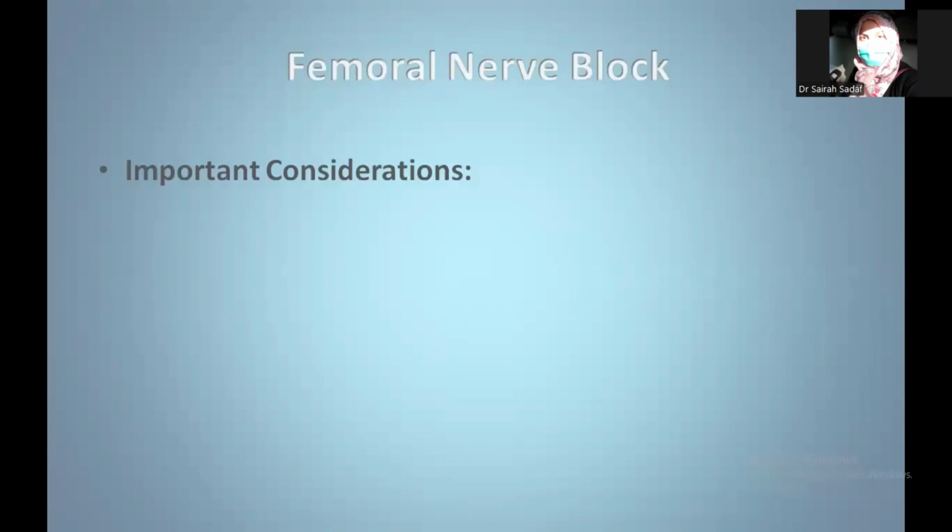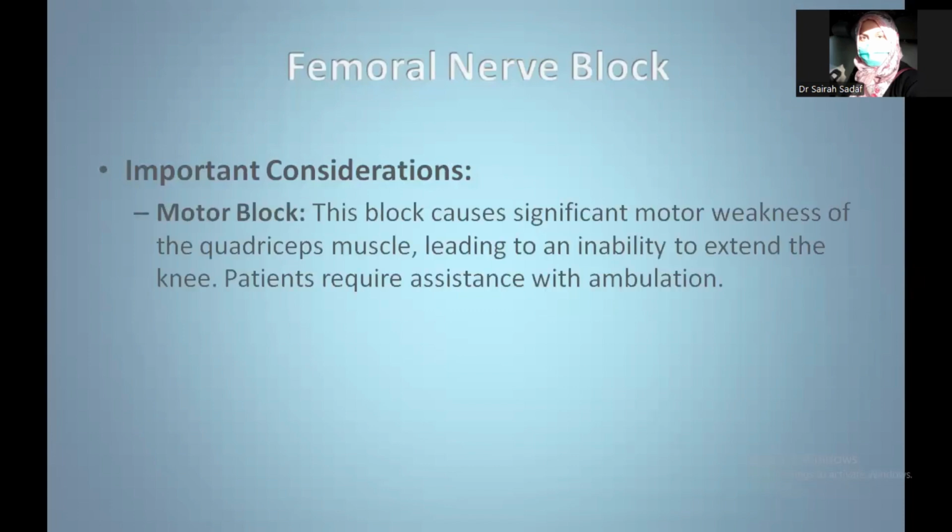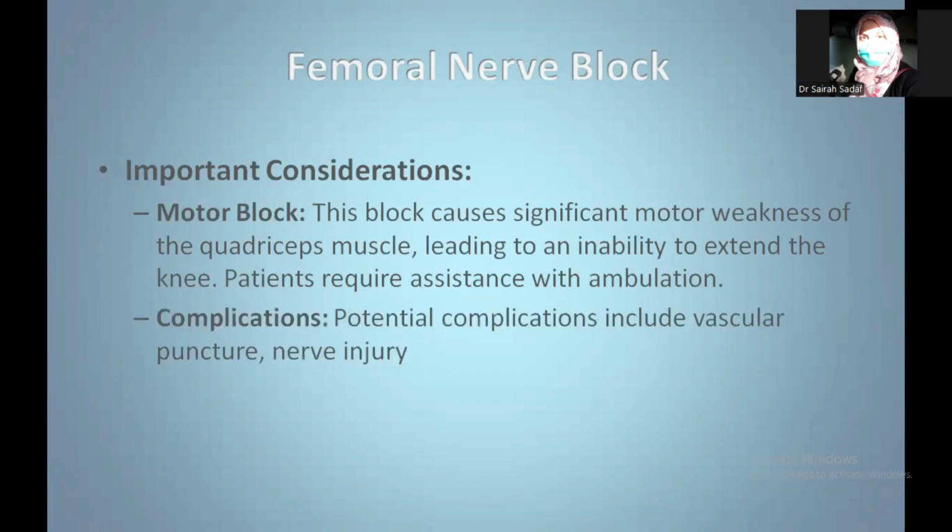First of all, important considerations. Motor blockade. This block causes significant motor weakness of the quadriceps muscle, leading to an inability to extend the knee. The patient may require assistance with ambulation after the nerve block. Potential complications are almost similar to any other block. There may be vascular injury, vascular puncture, nerve injury directly related to the needle injury, and the last is local anesthetic systemic toxicity. And there may be incomplete blockade of the knee.